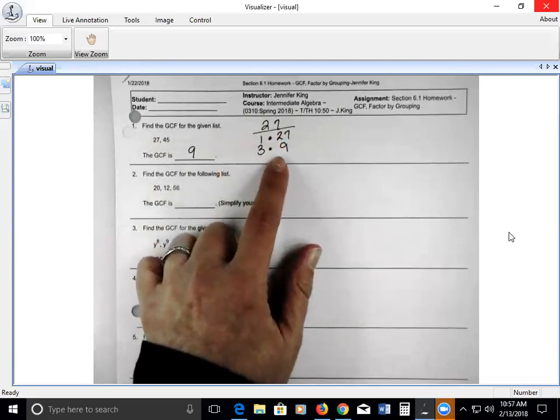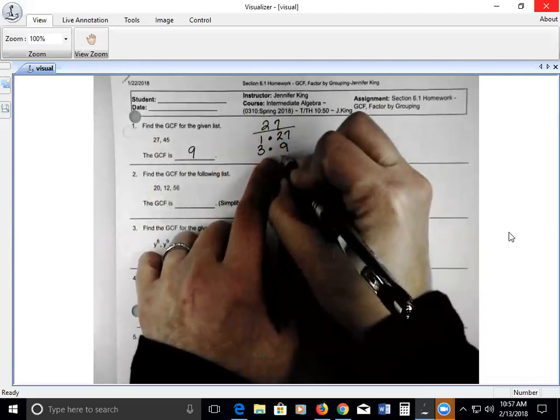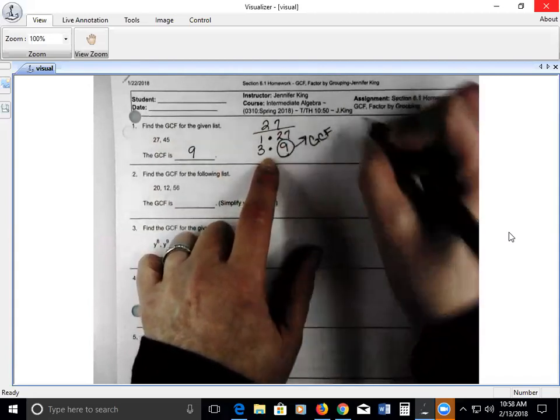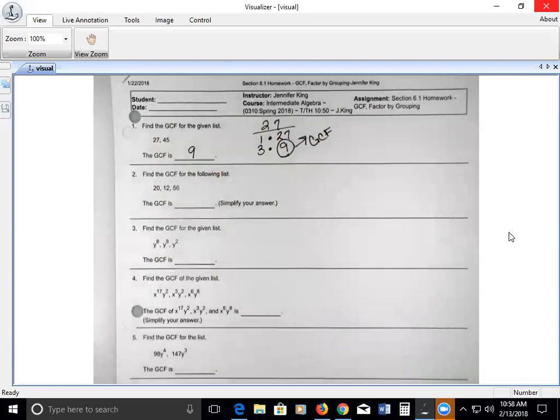No. Is 45 divisible by 9? Yes. That's the largest one. So this is going to pull out, and this is going to become your greatest common factor. That's one way to do it. Any questions on that one?